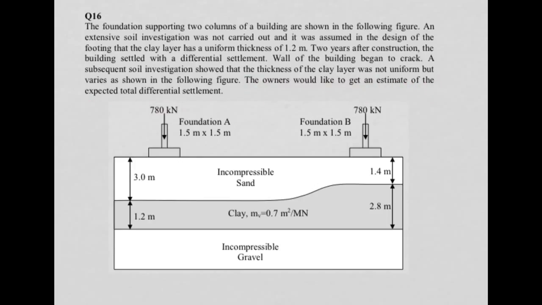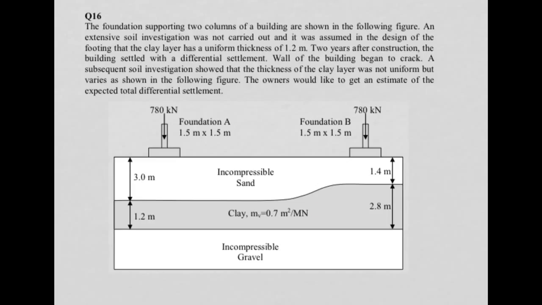Okay, so we must be very clever here in solving these questions, because someone might say, let me calculate the settlement under footing A and then the settlement under footing B and see what is the difference in the settlement, and that will be the differential settlement. I mean settlement A minus settlement B, or settlement B minus settlement A, and get the difference, okay?